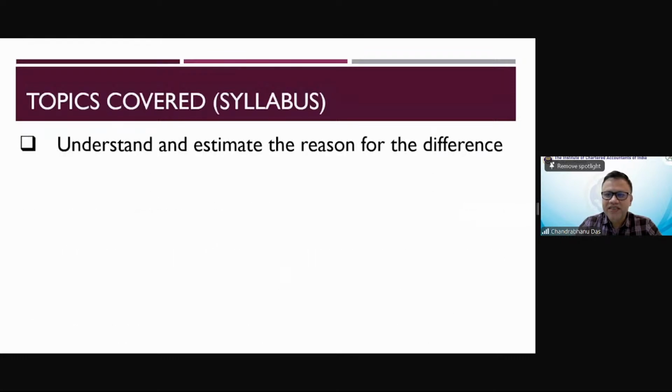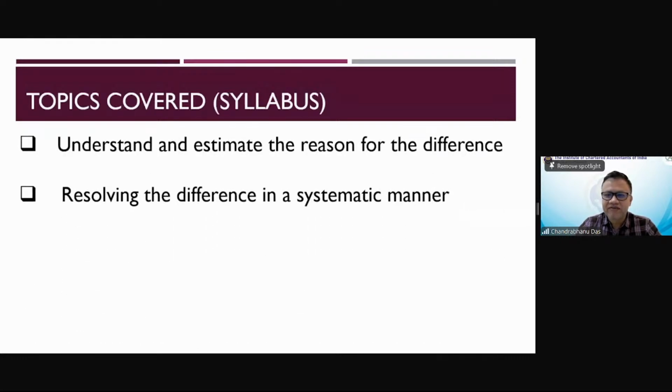Now, these are the topics I will be covering. First is understanding and estimating the reason for the difference. Suppose there is a difference between the bank statement and my company statement. What can be the reason for this difference? First, I have to estimate the reason. Is there really a reason behind it? Then I have to resolve this.